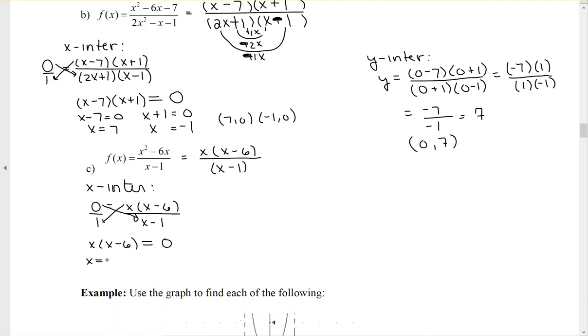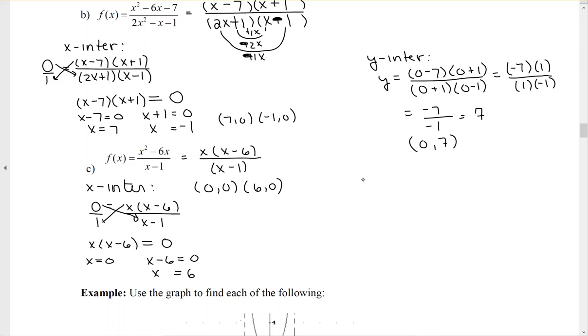So x is equal to 0 is a factor, and that's an intercept. X minus 6 equals 0. Solve for x, add 6, and I have 2 x-intercepts. One is going to be at 0, 0, and the other one at 6, 0.